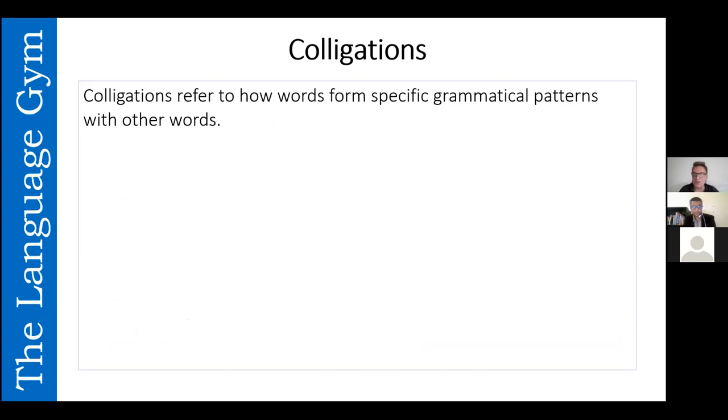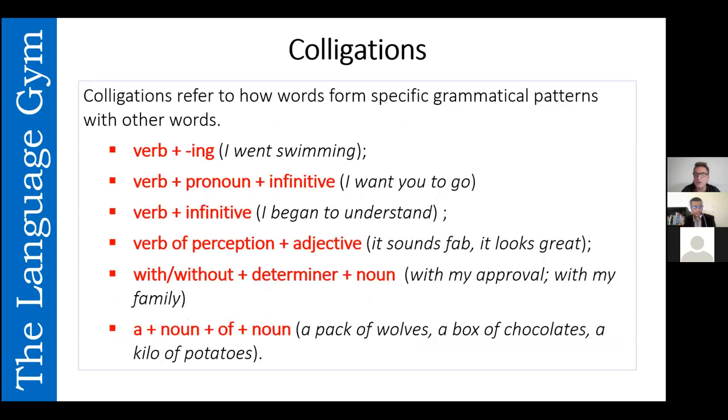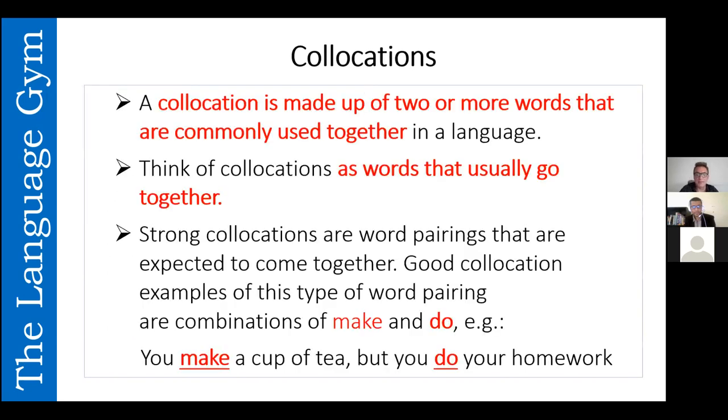We teach grammar very often in terms of verbs and adjectives, but the most important grammar bit that you can teach is what patterns those words are put in. This is colligations. Colligations is how words form grammatically correct patterns with other words according to the standard usage of the target language. Collocations are instead word partnerships. Something like you can say, I make tea, but you cannot say, I do tea. And say, I do my homework, but not I make my homework.